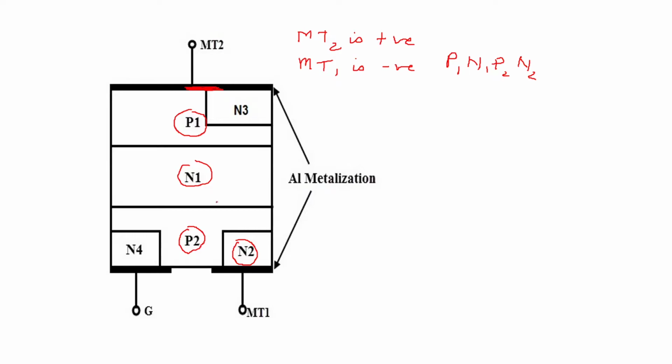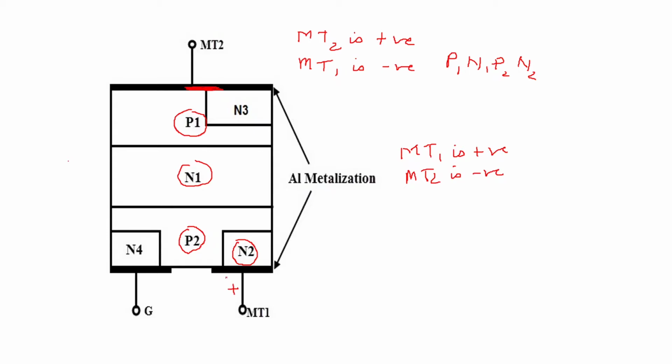Similarly, when MT1 is made positive with respect to MT2, so here we'll just write it: MT1 is positive with respect to MT2, so MT2 is negative. Then we have to start from here, where this is positive.